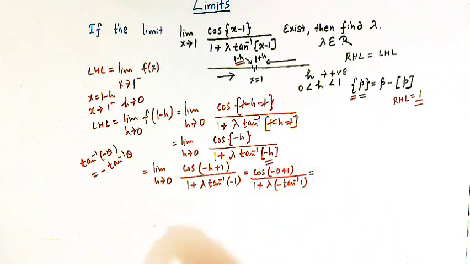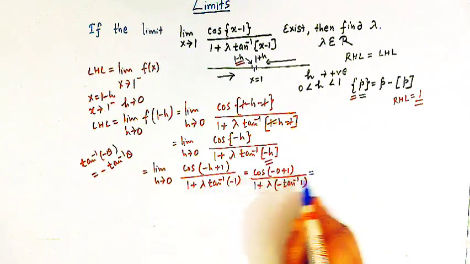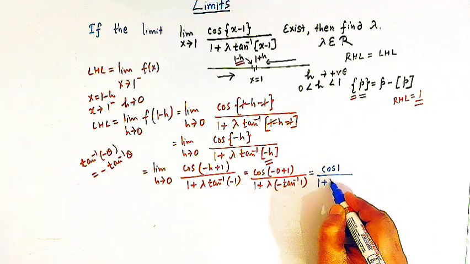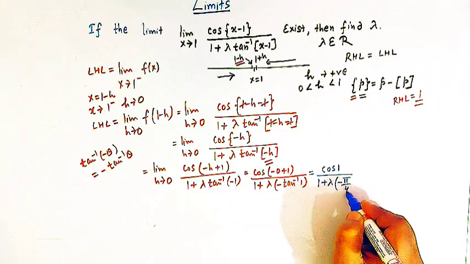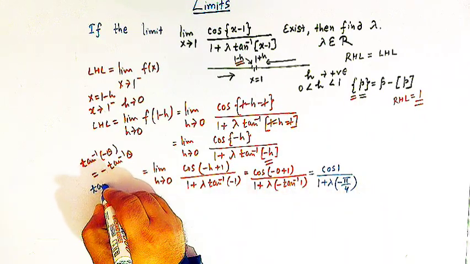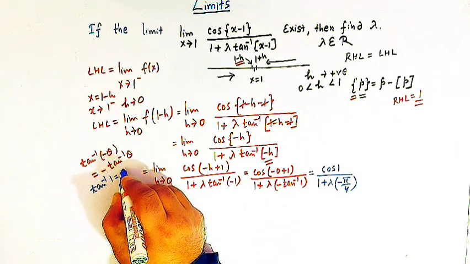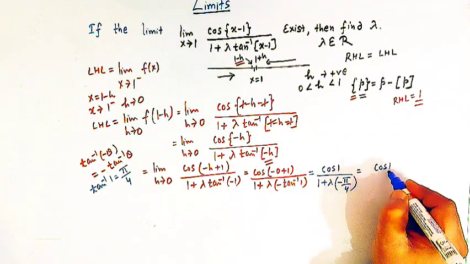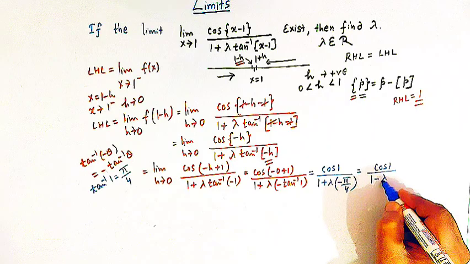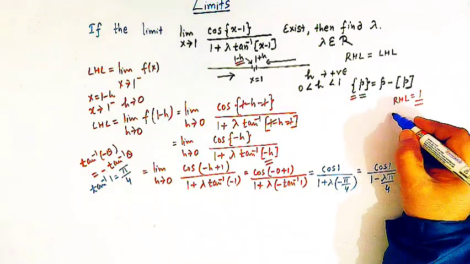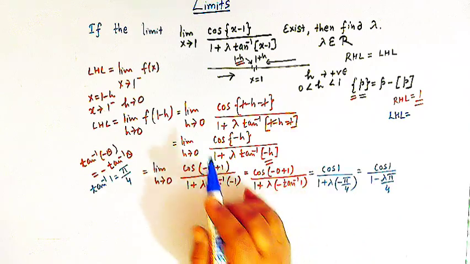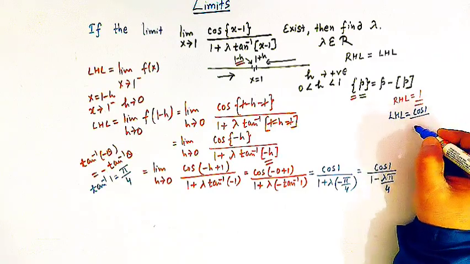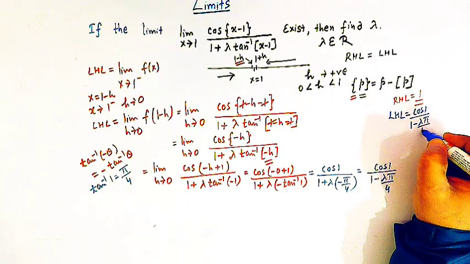So now this limit is equal to, here we have simply cos of 1, and here we have 1 plus lambda times minus pi by 4, because tan inverse of 1 is equal to pi over 4, that is 45 degrees. So this is cos 1 divided by 1 minus lambda pi over 4. So the left hand limit of this function when x approaches 1 is cos of 1 divided by 1 minus lambda pi over 4.